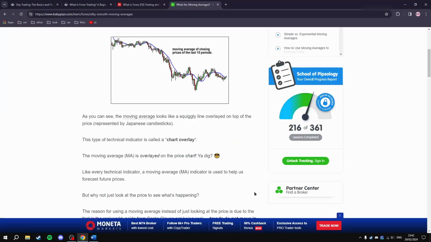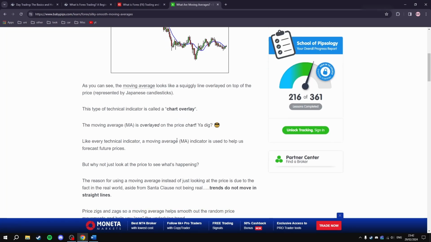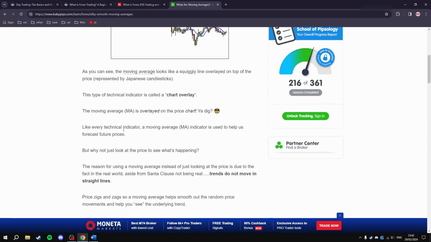The moving average is overlaid on the price chart, you dig? Like every technical indicator, a moving average indicator is used to help us forecast future prices.